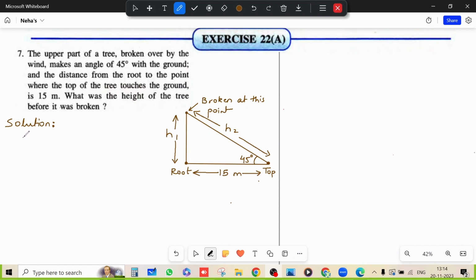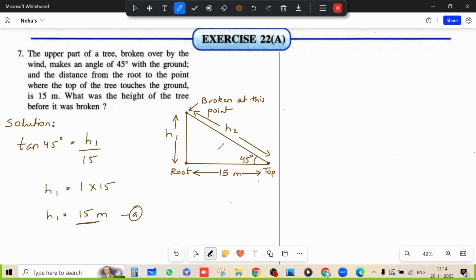So from this figure, we know that tan 45 degree is equal to h1 upon 15 meters. So this will give us the value of h1. Tan 45 degree we know that is equal to 1. So 1 will be multiplied with 15. h1 is equal to 15 meters.